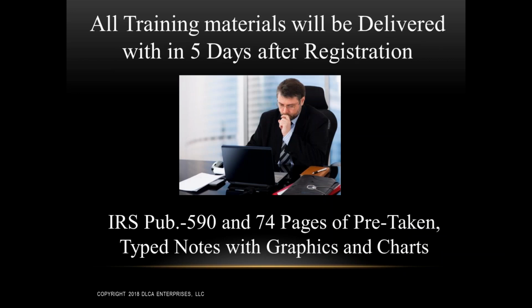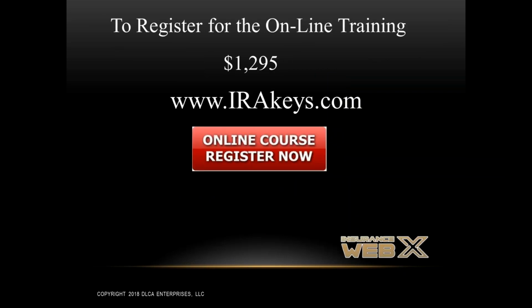All the training materials will be delivered in approximately 5 days after registration. Now you can start the training right away, but the training materials will get there about 5 days later, and that includes IRS Publication 590. It is highlighted, tabbed, and re-indexed. It's the tool you use to prove to your prospects and clients that what you're telling them is absolutely correct. You also receive 74 pages of pre-take and typed notes with all the graphics, all the charts, and all the sales techniques so that you have a permanent record of everything you learned in that course.